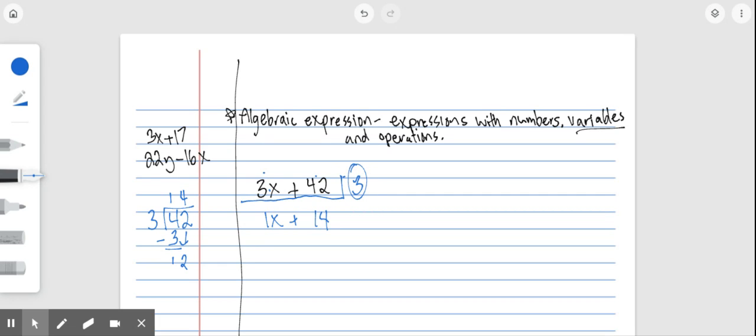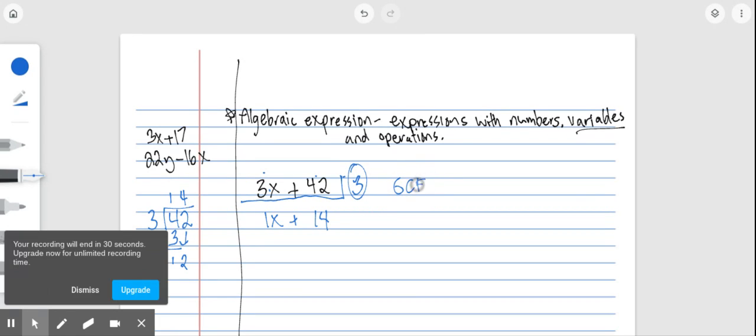So our GCF is 3. So we keep 3 on the outside. And then we have these two as the terms on the inside of the expression. 1x plus 14, which is going to be the same as this original expression, 3x plus 42.